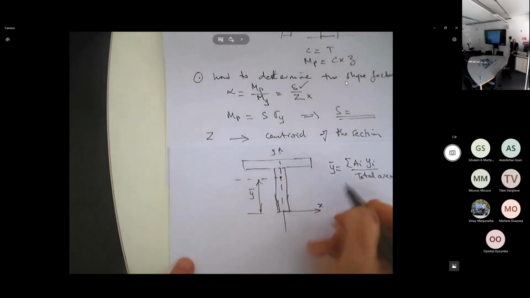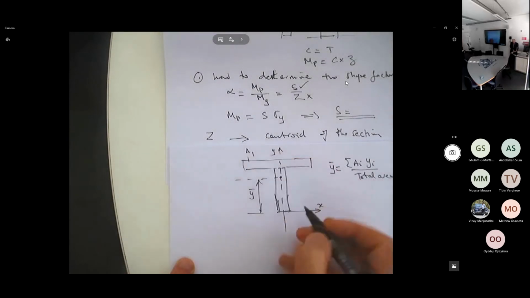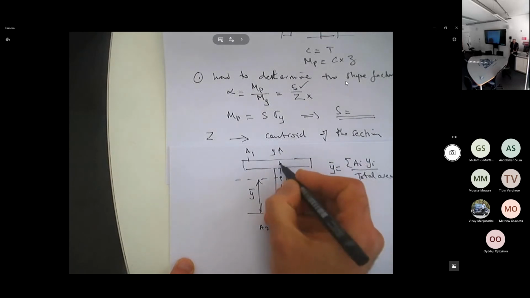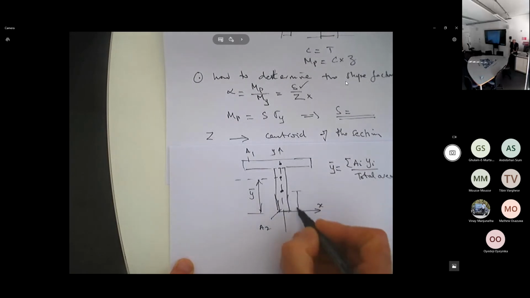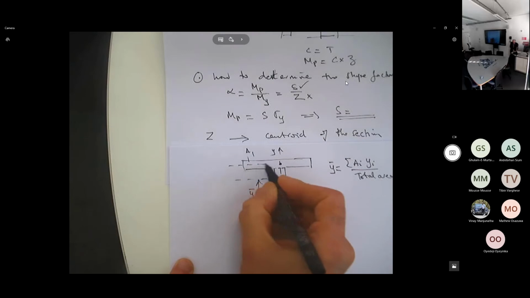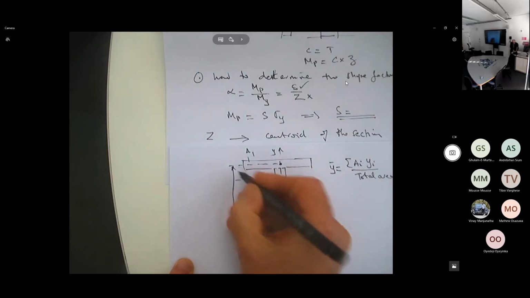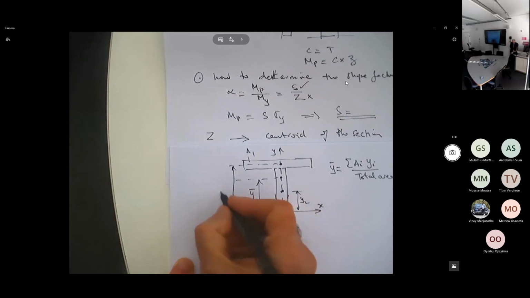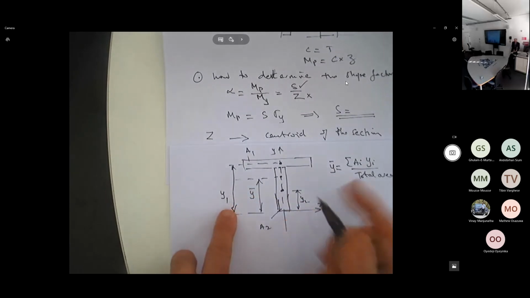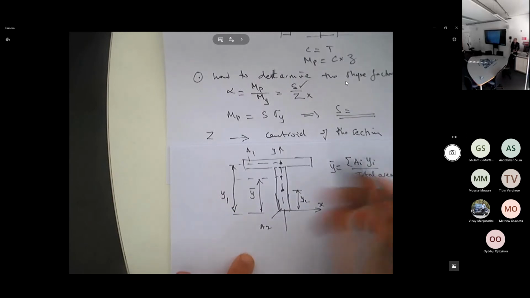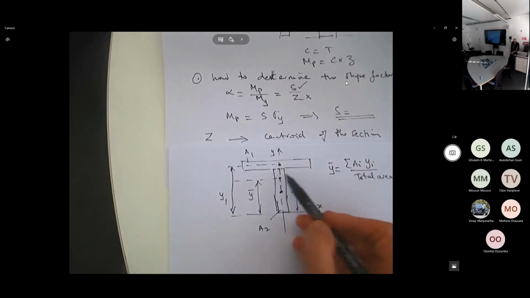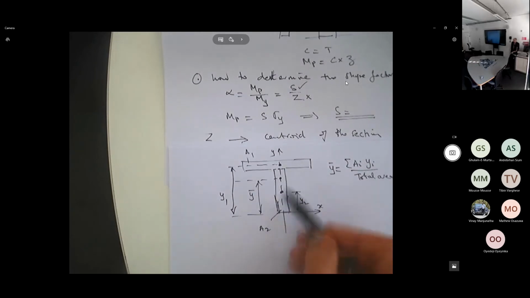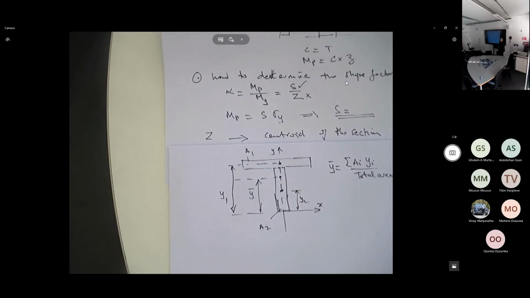So basically you can divide this shape into two. I've got area A1, I've got area A2. This is the centroid for A1, and this is the centroid of A2, isn't it? So this is Y2, this is Y1. You always keep it to the same axis. So you know Y1, you know Y2, and you use this equation. Simple. A1 times Y1 plus A2 times Y2 divided by the total area. That's your centroid. Very simple. Is that clear?